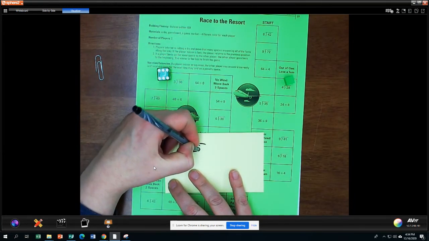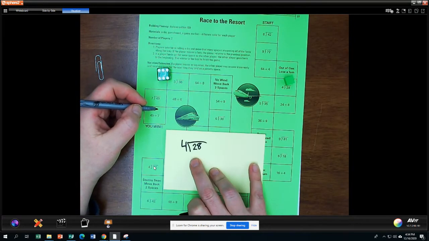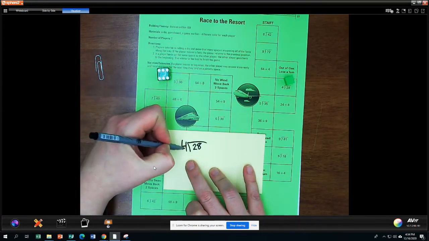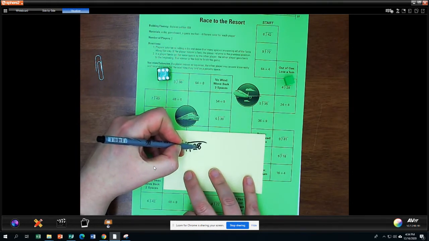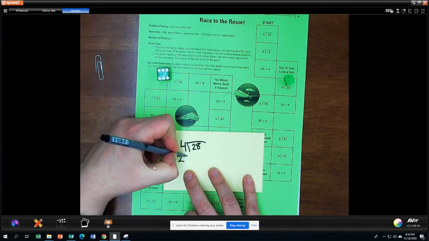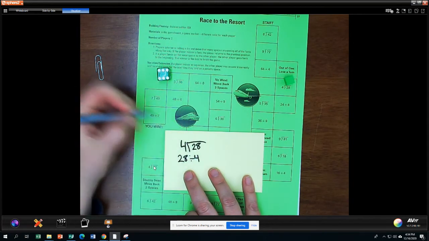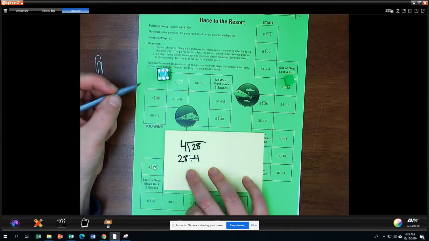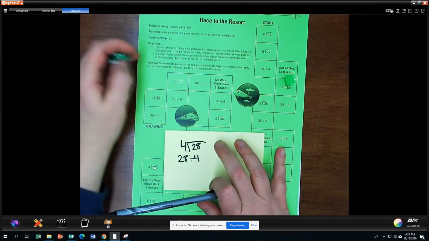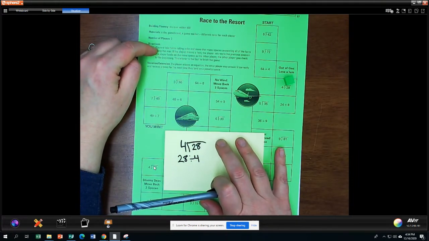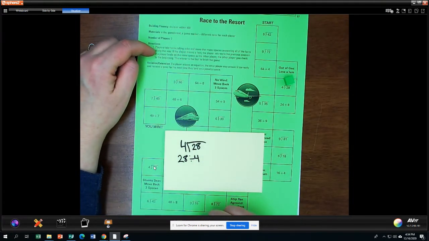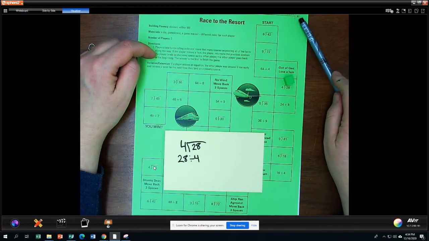Now, if you land on one that looks like this, 4, and this weird little thing, 28, that's just a way of saying 28 divided by 4. So 4 goes into 28 how many times? So you can rewrite it like this, if it makes sense to you.